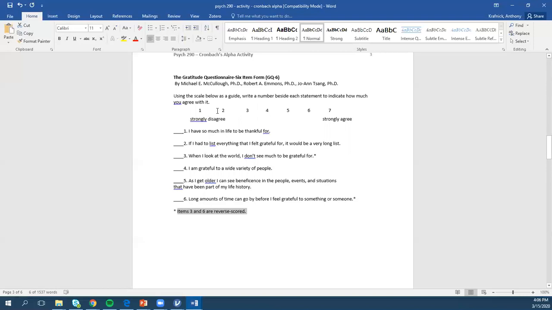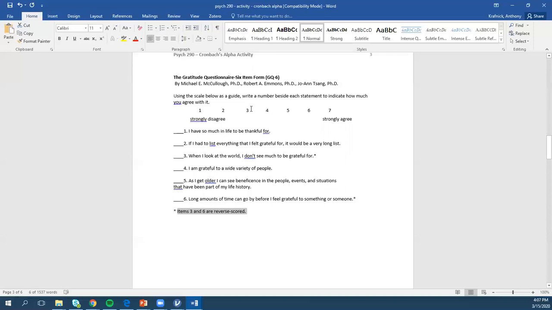Now let's take a look at our first reverse coded question. When I look at the world, I don't see much to be grateful for. In this case, they're going to answer opposite to how they have before, right? If they're very grateful, they're probably going to disagree with that statement. If they're not, they're probably going to agree. So in order to get an accurate reflection of how grateful this person is, we want to flip the scale for those questions that are asked in a reverse direction.